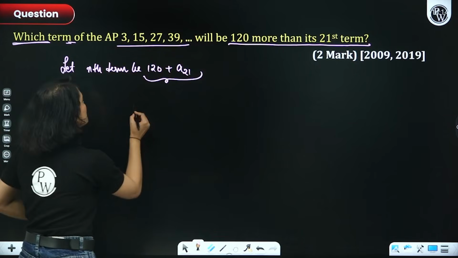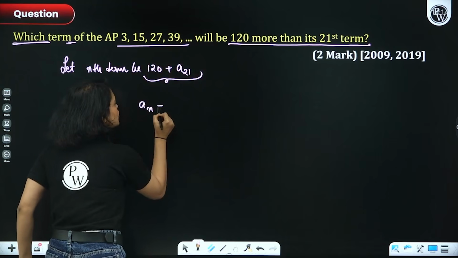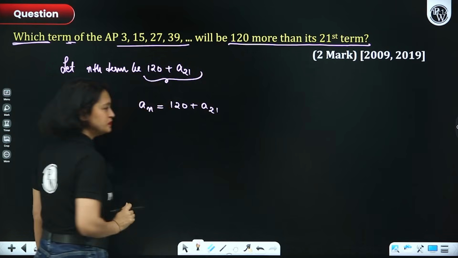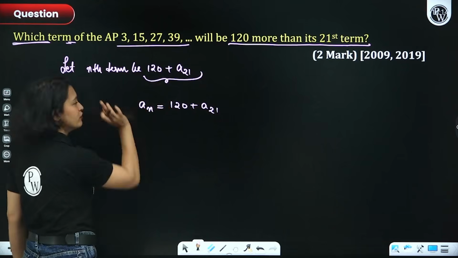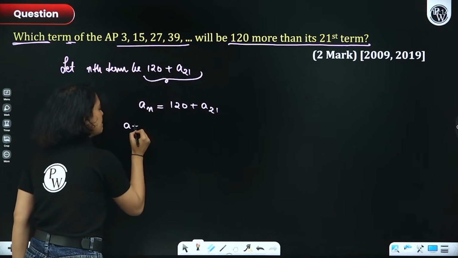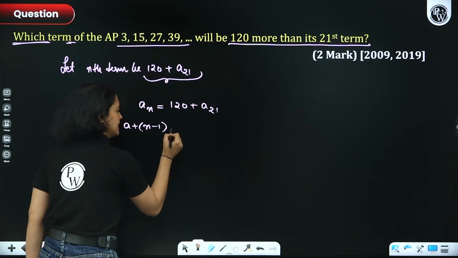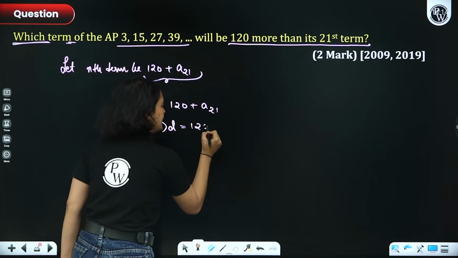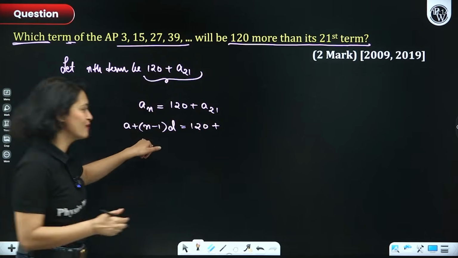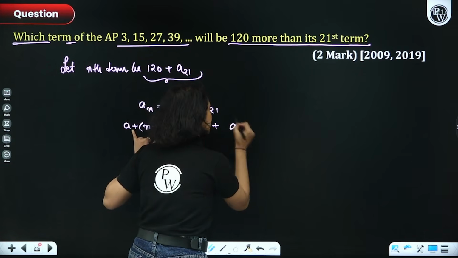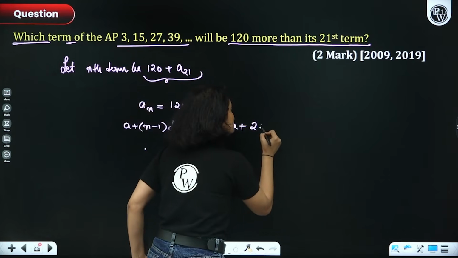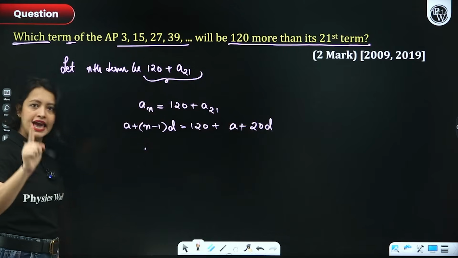That means an should be equal to 120 plus A21. Yes or no? We have to figure out the value of n. Now, we know the formula for an. It would be A plus n minus 1 d, is equal to 120 plus. Now, I know the formula for A21 also because I'll be applying the same formula. That would be A plus n minus 1, where n is 21. So 21 minus 1, that is 20. So A plus 20d. Simple.